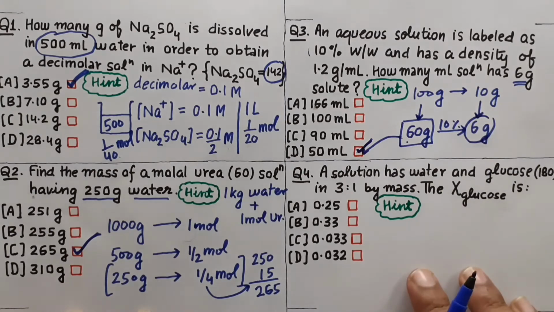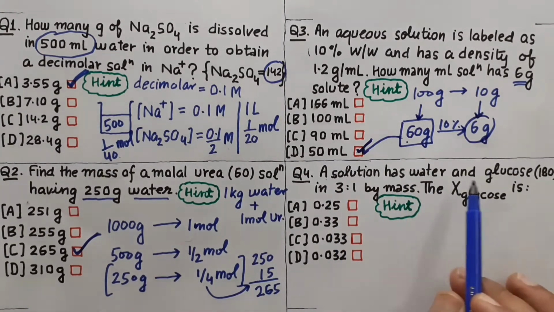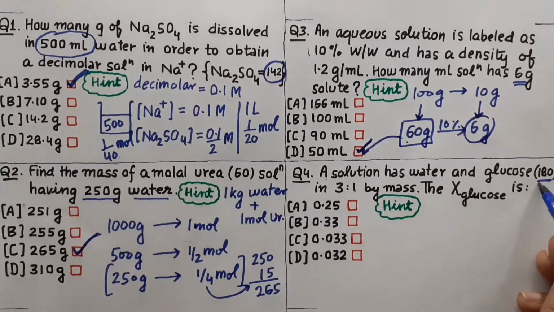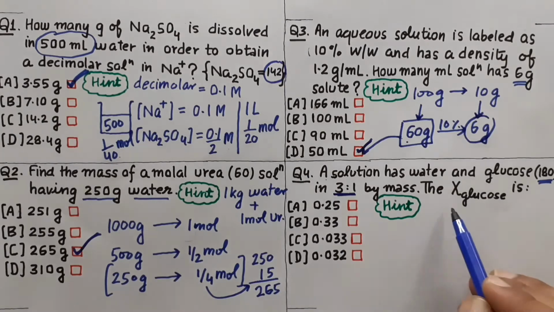Amazing. अब चौथा क्वेश्चन ट्राई करेंगे. There is a solution which has water and glucose. This is the molar mass of glucose 180 and the ratio of mass is 3:1. We want to know the mole fraction of glucose.